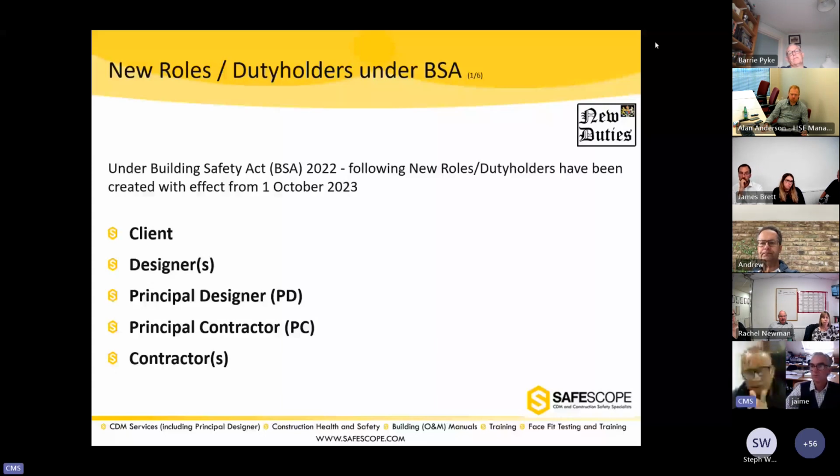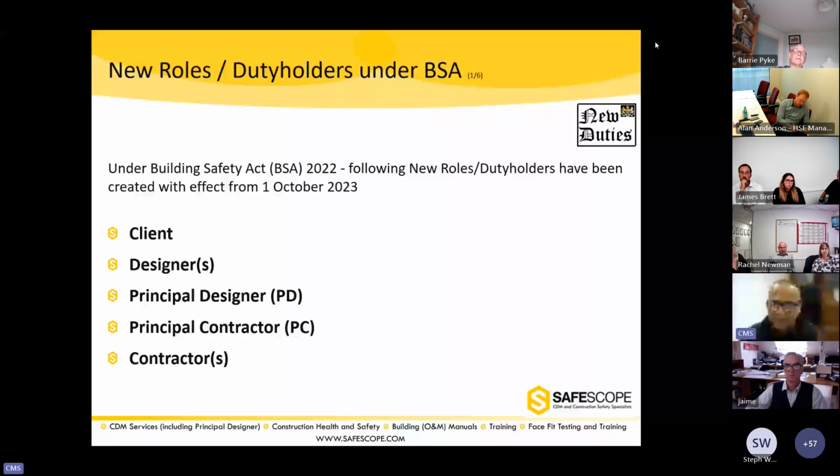Now, this runs exactly similar to the CDM regulations. Under the CDM regulations, you will see there are similar duties on a similar set of people. Surprise, surprise, similar names are used as well. And under the Building Safety Act, there are duties. These are the new roles under the Building Safety Act. So clients will have duties under the Building Safety Act.